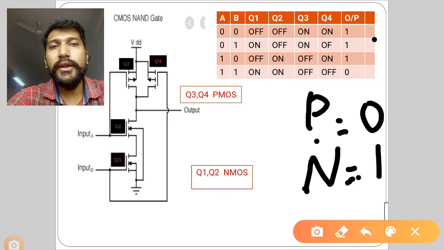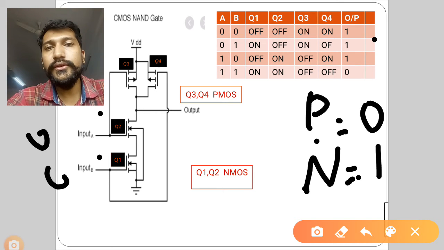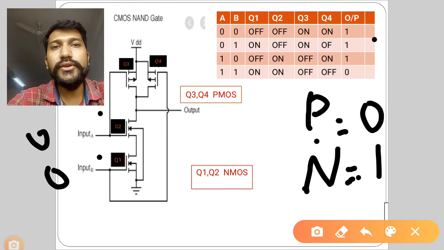When input A and B are both 0 and 0, Q1 and Q2 are NMOS devices. NMOS devices become on when they get input 1, but here both inputs are 0 and 0. So Q1 and Q2 will be in the off condition, as you can see in the diagram.